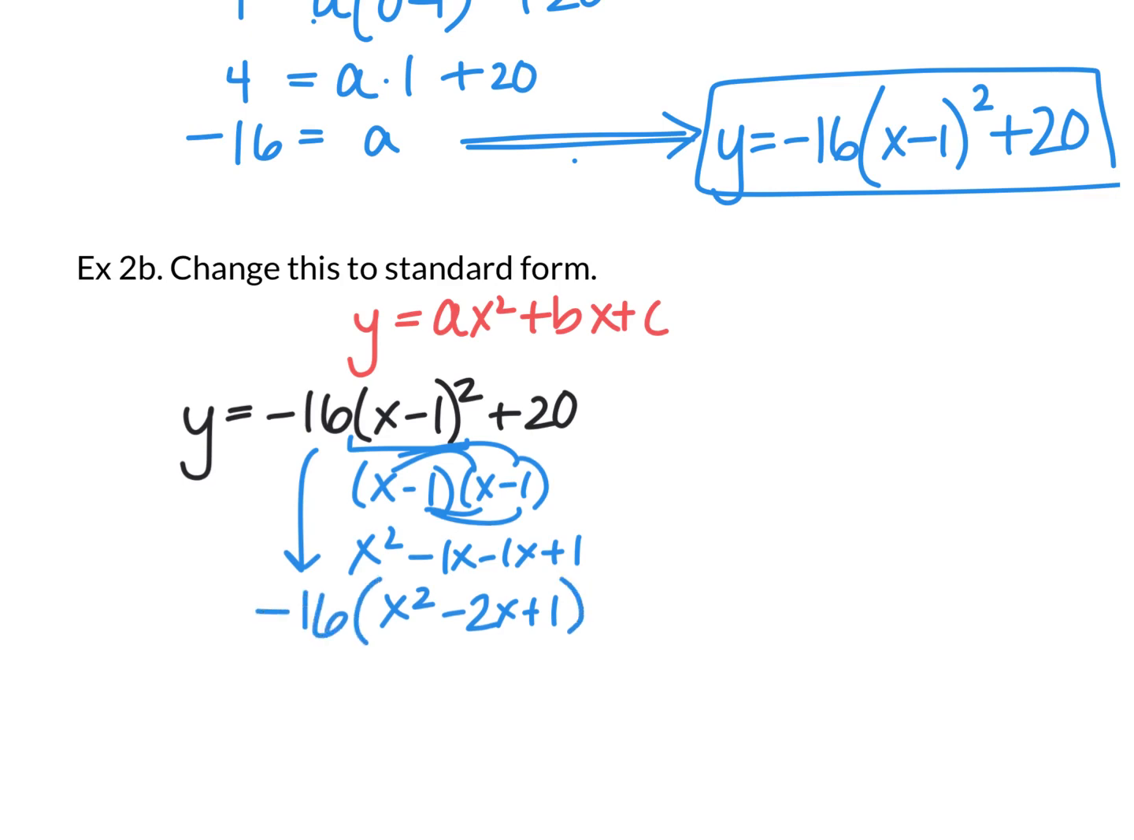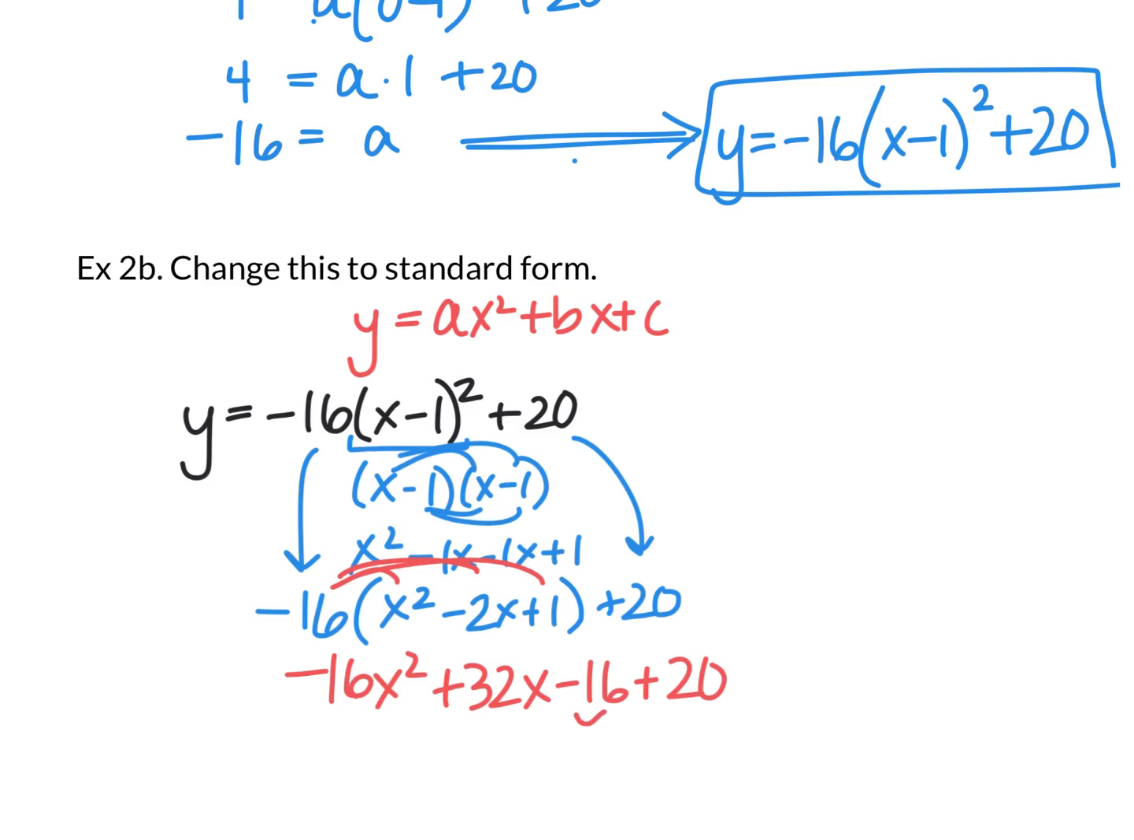I have not done anything with this negative 16. It's still multiplying, and I haven't done anything with this plus 20, so I'm going to bring those down. Now it looks like I can distribute. I'm going to distribute the negative 16: negative 16x squared plus 32x minus 16 plus 20. And now I can combine like terms to give me a final standard equation of y equals negative 16x squared plus 32x plus 4.